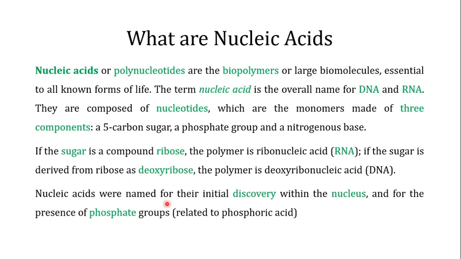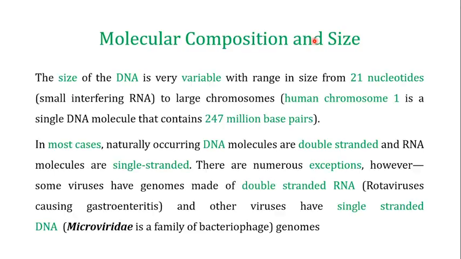Now, why are they called the nucleic acids? The nucleic acids were named for their initial discovery within the nucleus, from where this term nucleic has been derived, and for the presence of the phosphate group related to the phosphoric acid. Therefore, this term acid is here. So they are called nucleic acid because they were discovered in the nucleus and they have an acidic component.